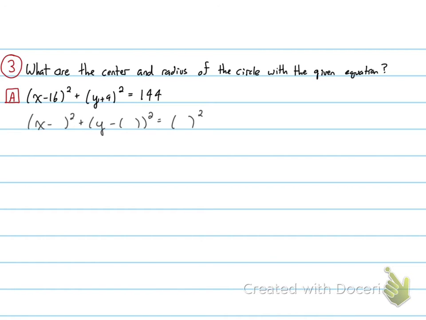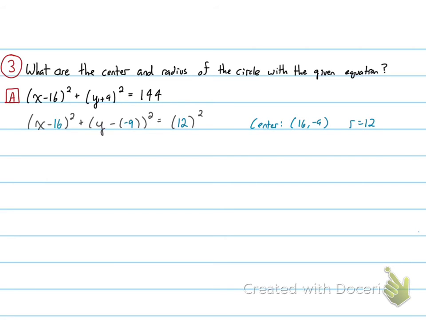Using the equation of a circle formula, I'd have 16. Y plus 9 I could also think of as y minus -9. And then the square root of 144 is 12. So the center of my circle here is 16, -9, and the radius is 12.